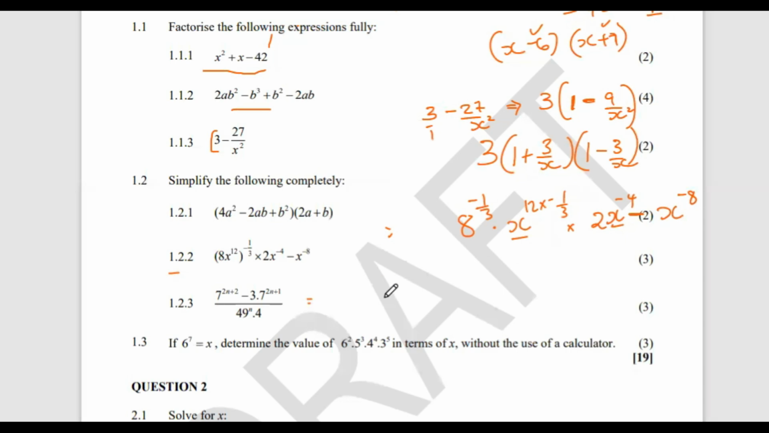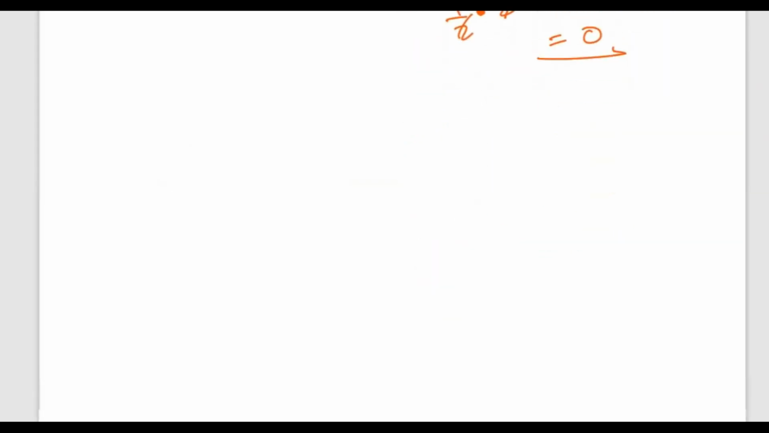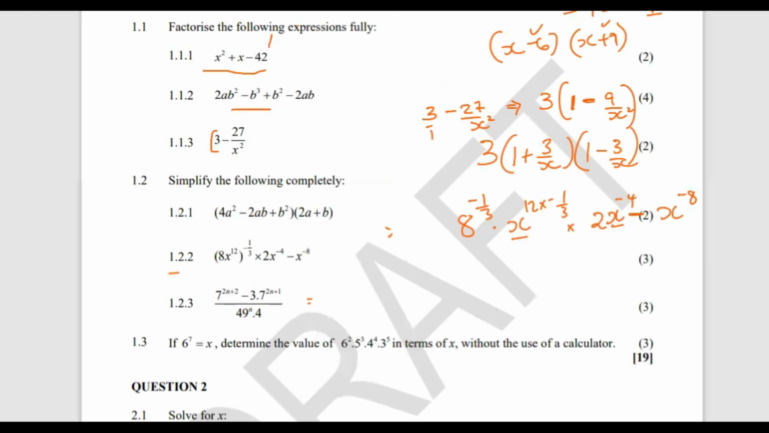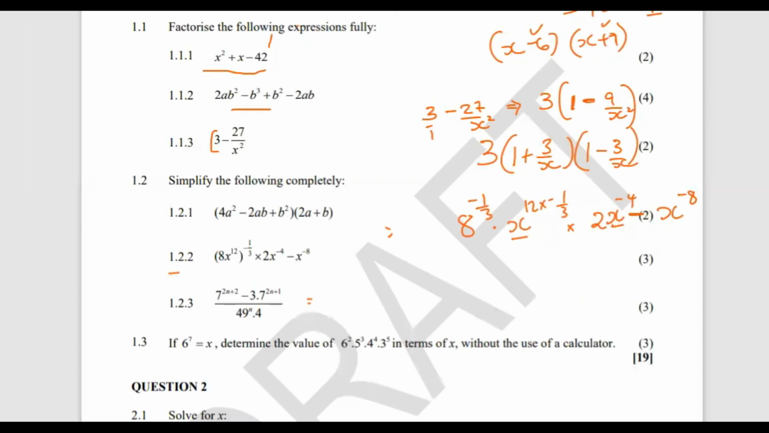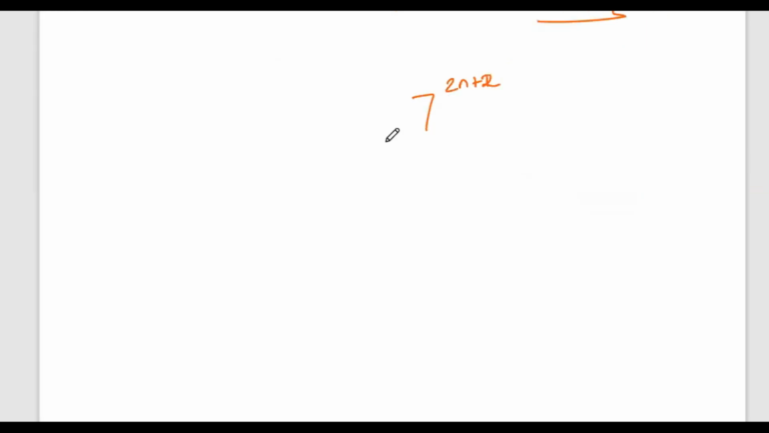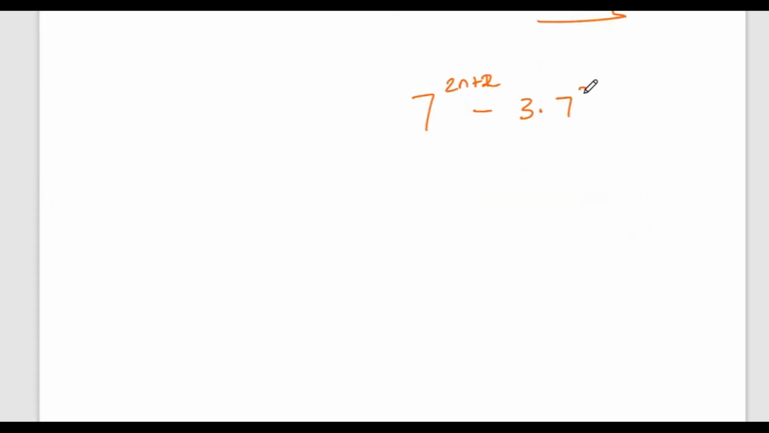Then 1.2.3, for as long as we have minus signs involved in exponents, there has to be factorization. I'll put it aside also. So we have 7 to n plus 1. Okay, that's 2n plus 2 after 1. Okay, we are subtracting 3 times 7 to n plus 1. And then I'm dividing by 49 times 49 to the n times 4.